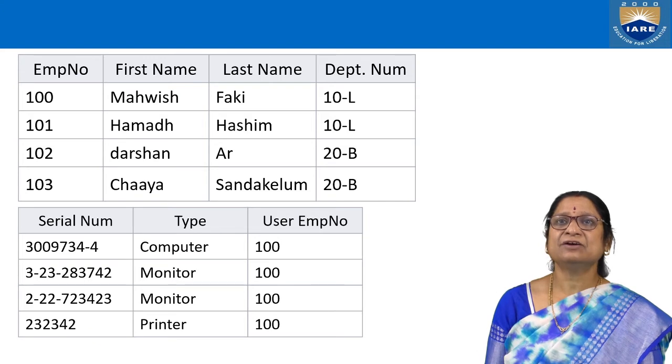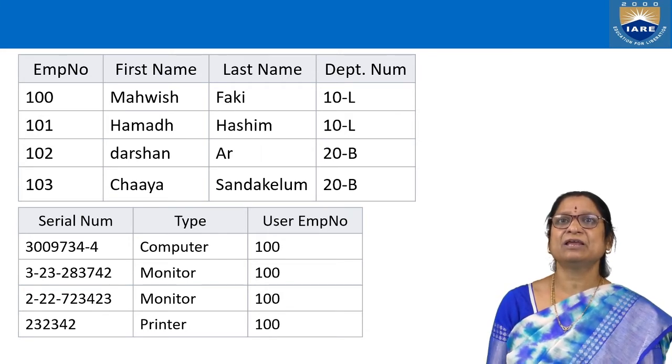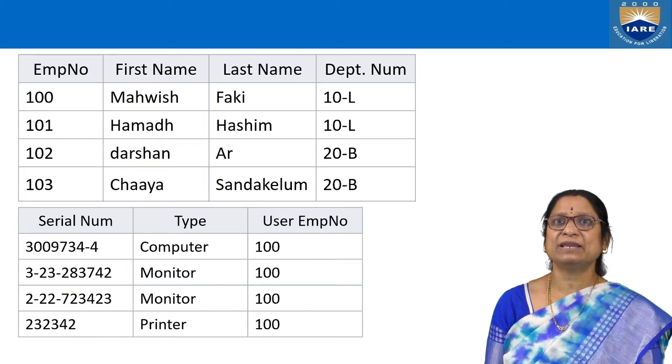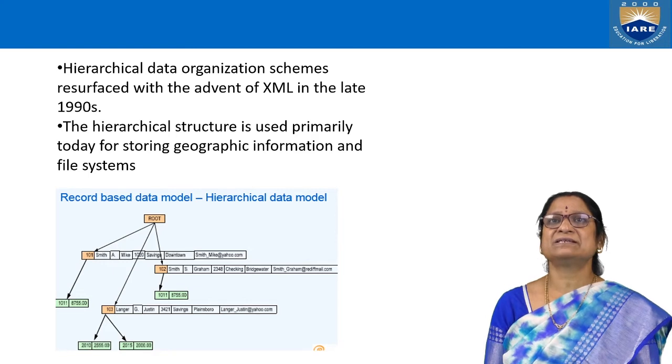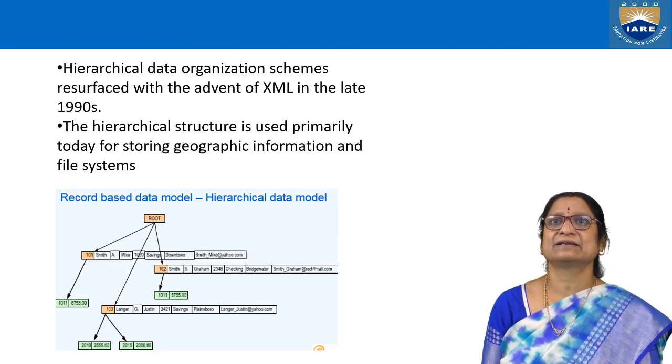That means the first record of the first table is connected with this second table. Similarly, the second record of the first table may be connected with some other table where employee 101 may be using a certain number of equipment. Right? So, this kind of storage representation is known as hierarchical data organization.